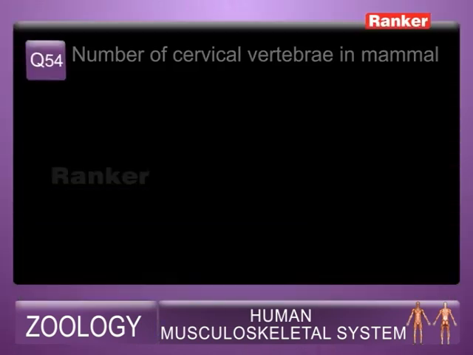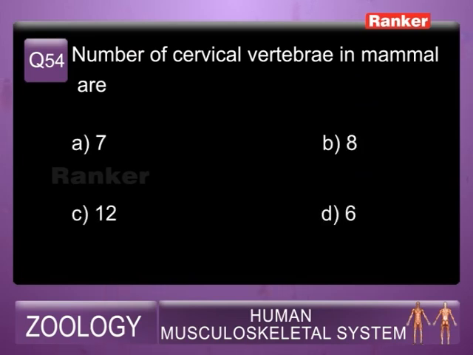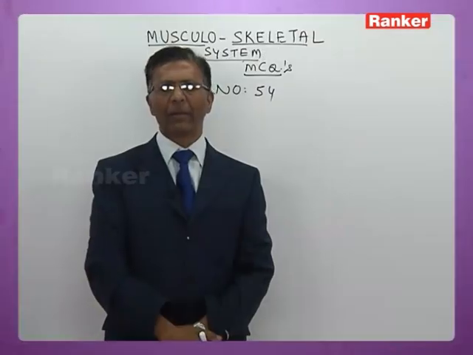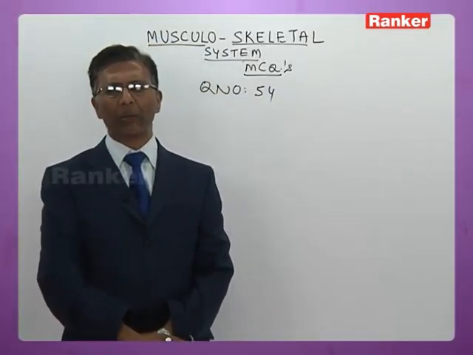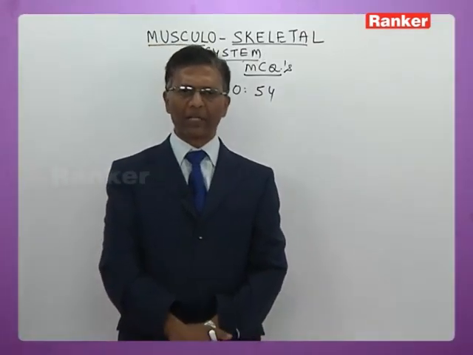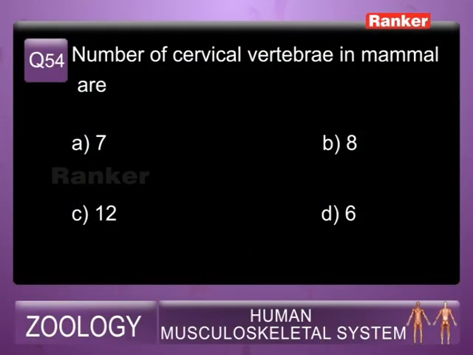54. Number of cervical vertebrae in mammals: A, 7, B, 8, C, 12, D, 6. I mentioned just now, in all mammals including human beings, irrespective of the length, the number of cervical vertebrae is 7. So the answer is A.